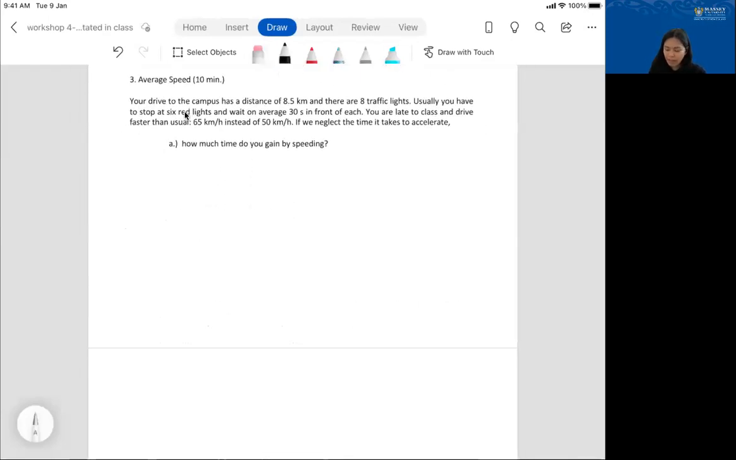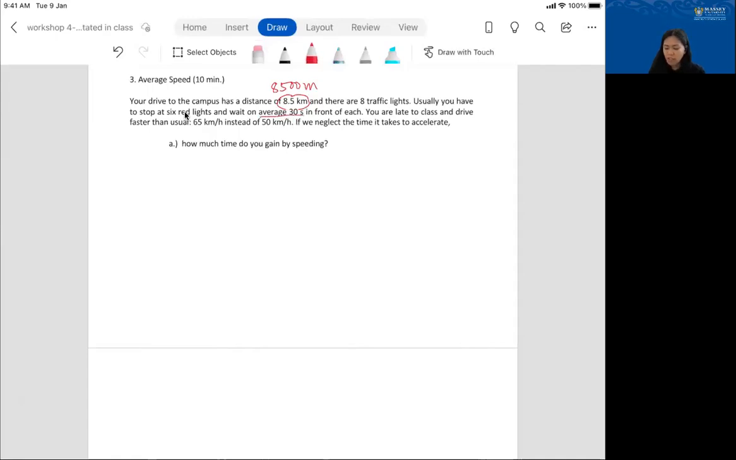Right, you're driving to the campus, which is 8.5 kilometers away. So 8.5 kilometers, that's 8,500 meters. There are 8 traffic lights. Usually you have to stop at 6 red lights, and every time you stop, you spend 30 seconds waiting for the red light to turn green again.